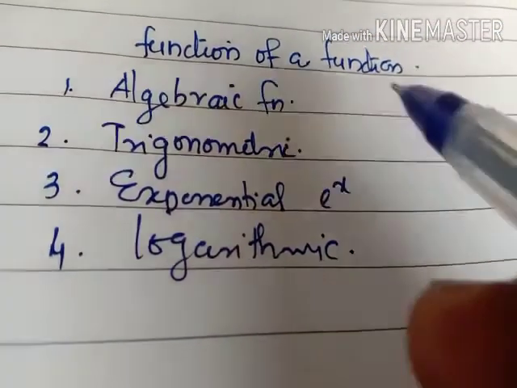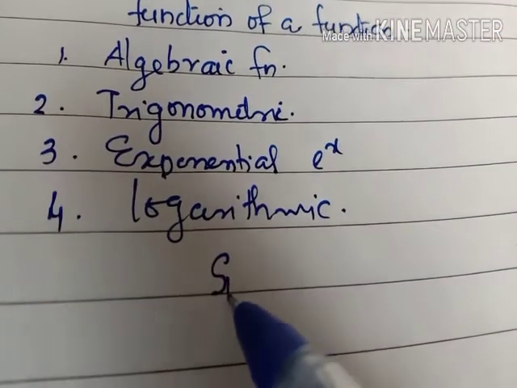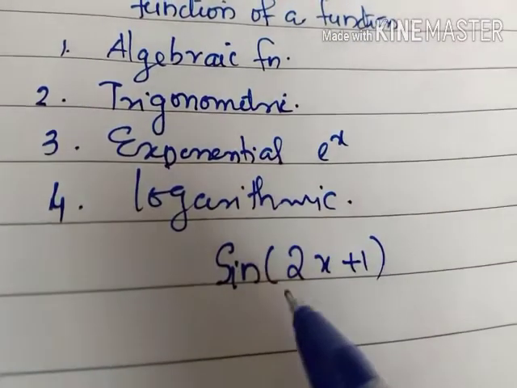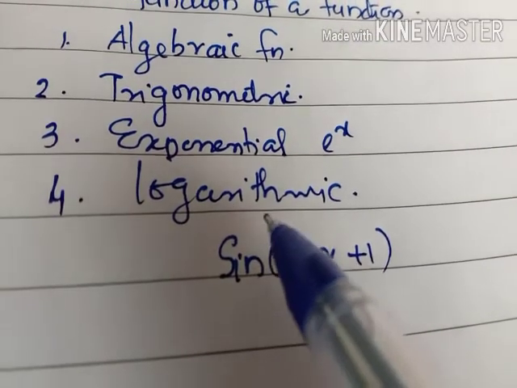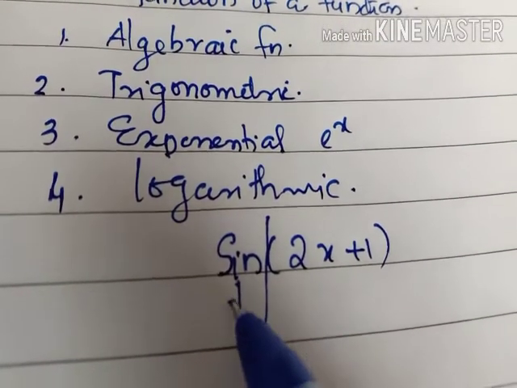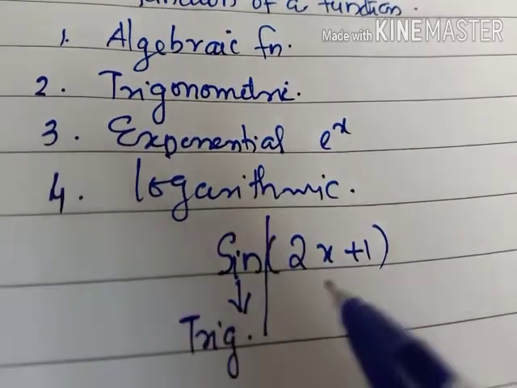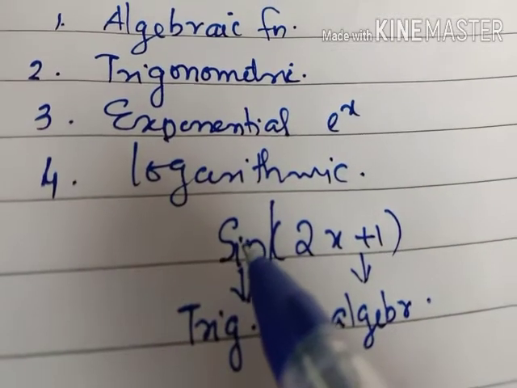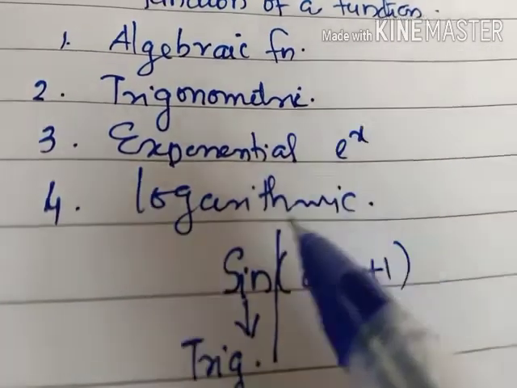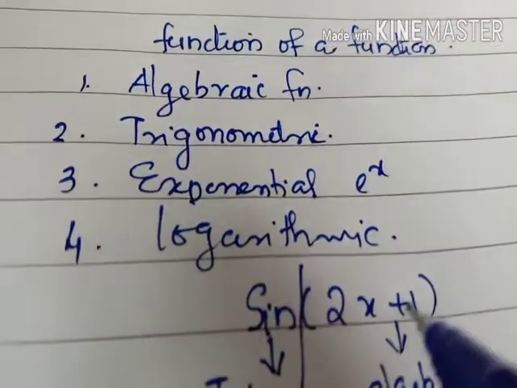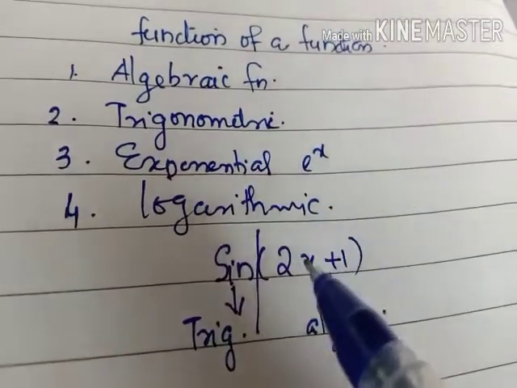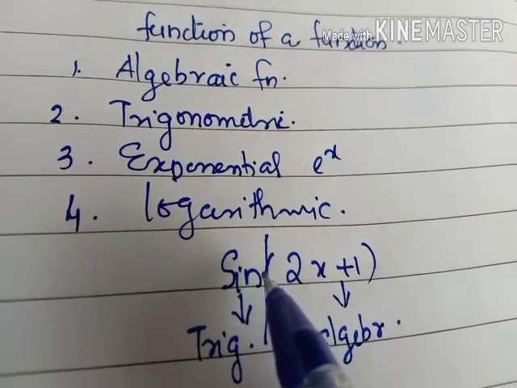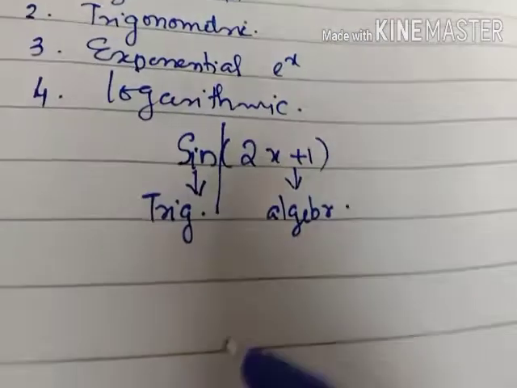So here function of a function means, suppose we have sine of 2x plus 1. We can divide this function into two. One is sine, a trigonometric function, and the second one is an algebraic function. Such functions are known as composite functions, function of a function. So we are going to discuss how to find the derivative of these functions of a function.